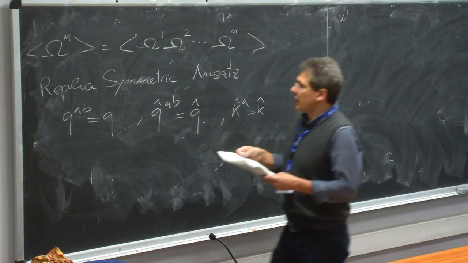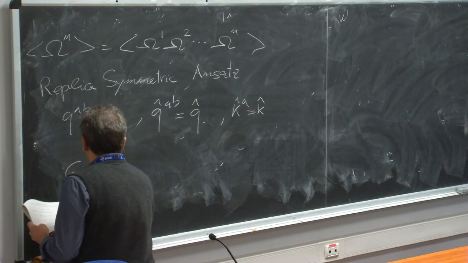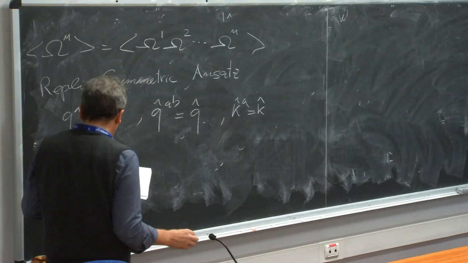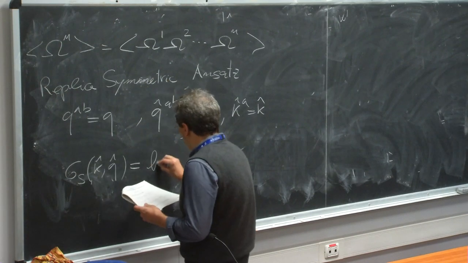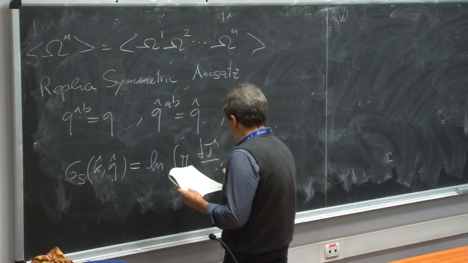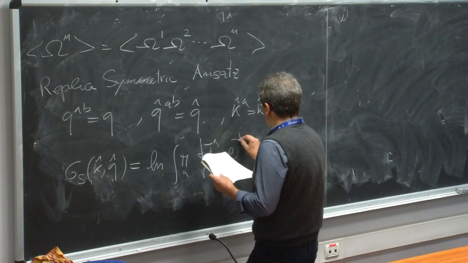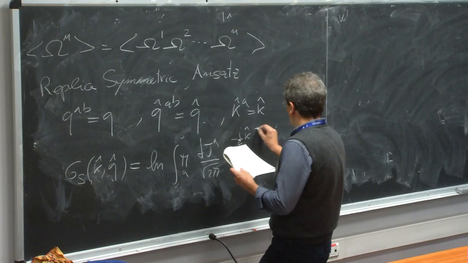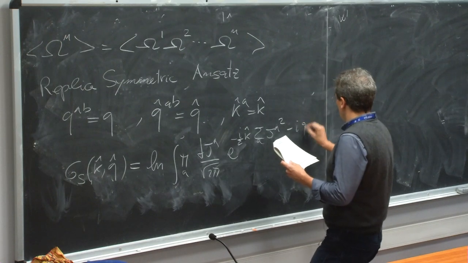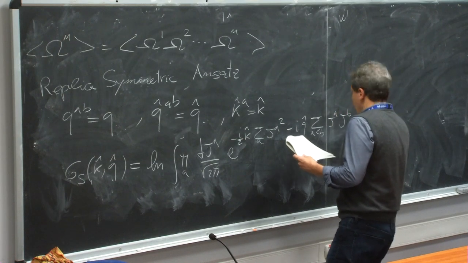Okay, so if you make these assumptions, the various functions take forms that are simpler. In particular, let's look at the function G_S that I've defined before, which is now a function of q hat and k hat. This is going to be equal to the log of the product over a of dJ_a over square root of 2 pi, and then you have e to minus i over 2 k hat sum over a J_a squared minus i q sum over a less than b J_a J_b, for instance.